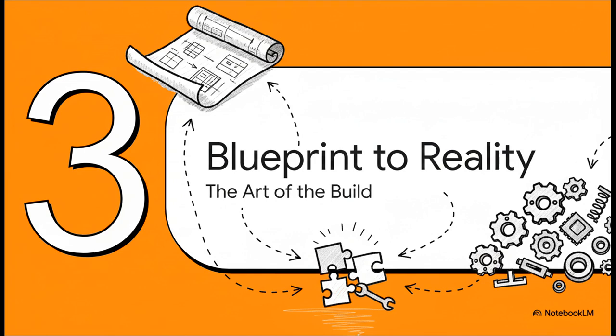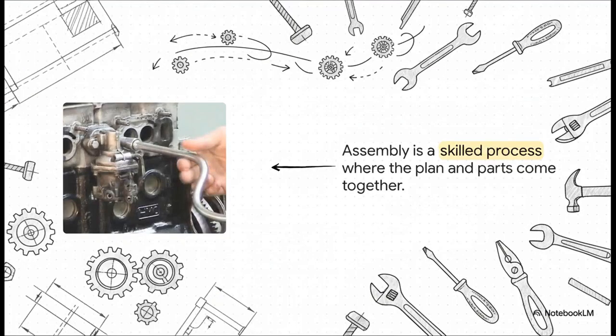Okay, so we've got the plan, we've got the parts. What's next? Well, now it's time to bring it all together. This is the art of the build. This is really where the rubber meets the road, where theory becomes reality. A skilled technician takes those blueprints, grabs the exact fasteners that are specified, and uses the right tools and techniques to bring the whole design to life. It's a process that, you guessed it, demands incredible focus and precision.